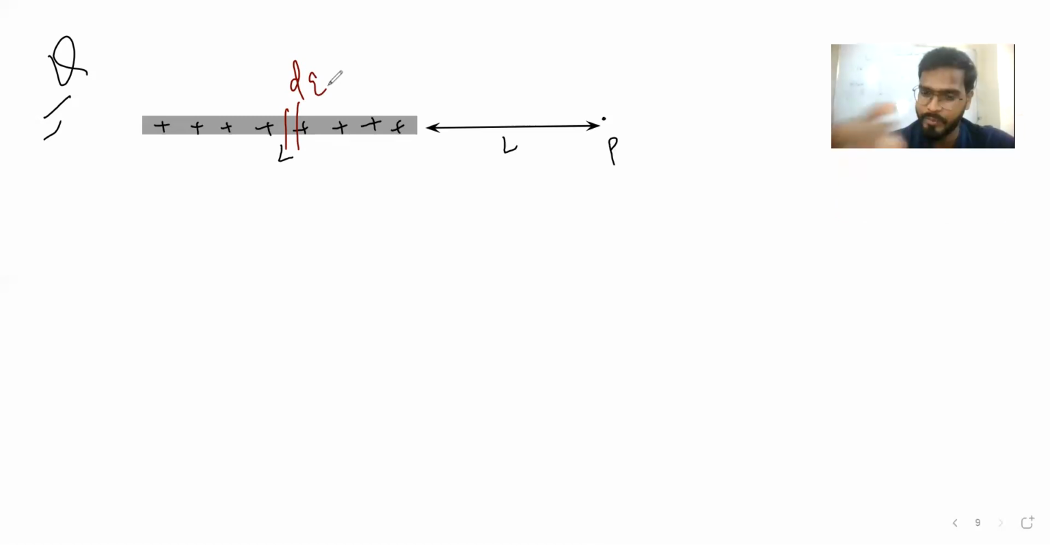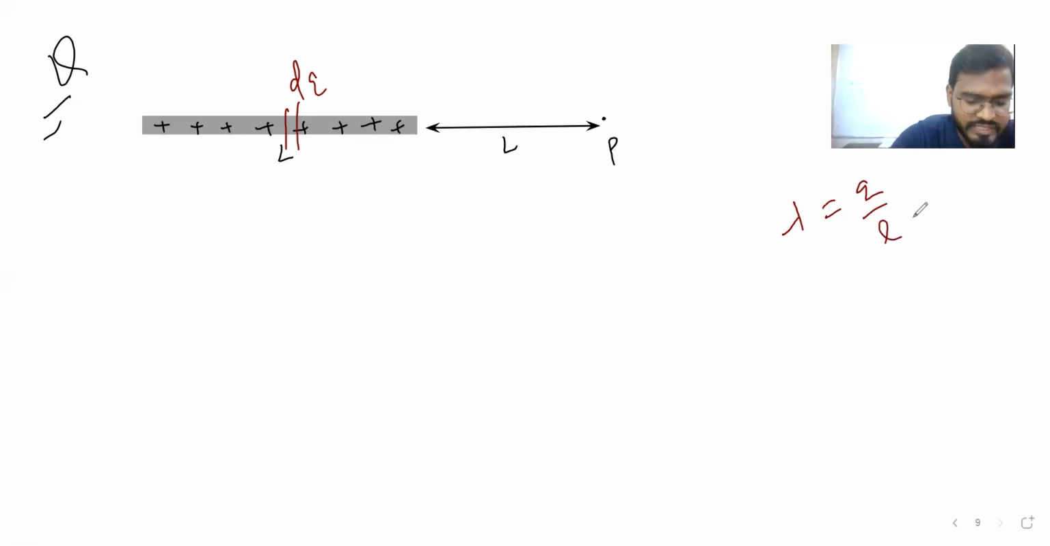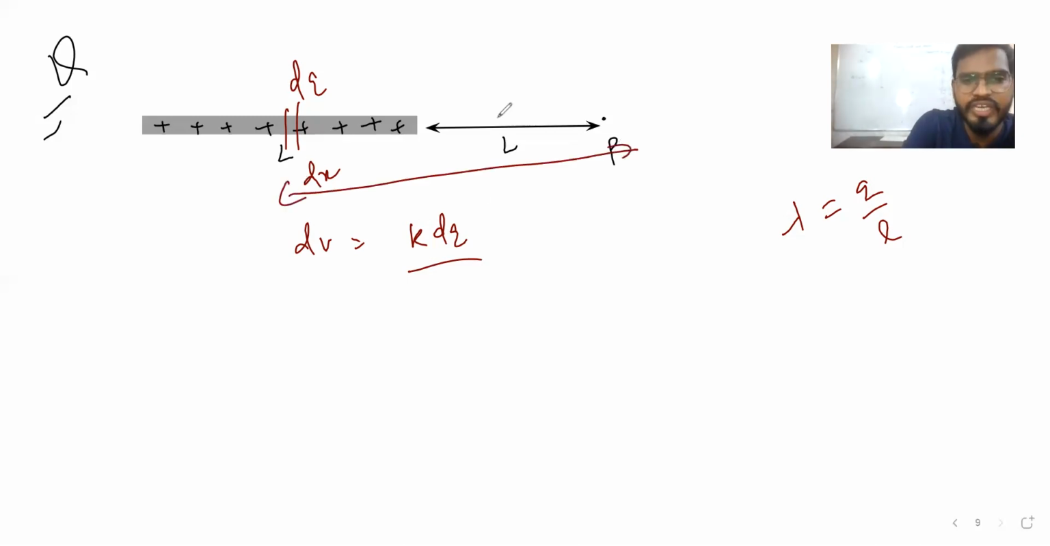Here we learned linear charge density, lambda. Lambda is equal to what? Charge per unit length. So dq per dx. Okay, leave that first. Let's write this. We can say the small potential is equal to k dq by what? K dq by, because from here to here, all the way we have to go, so we can say k dq by x.